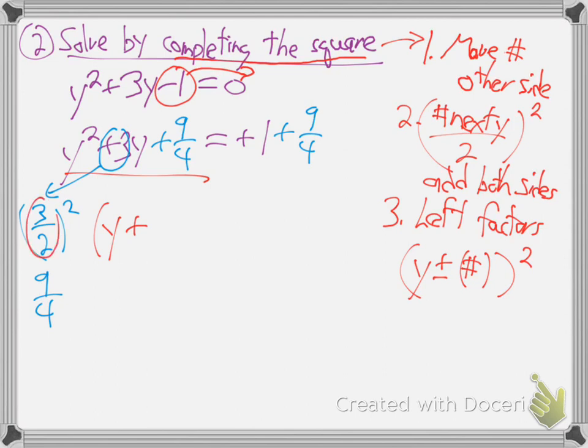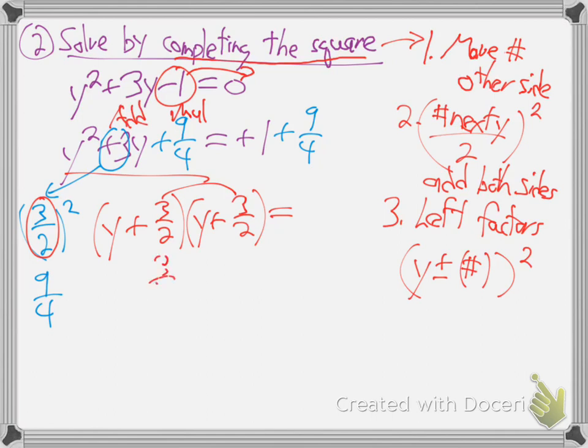What's the number in the parentheses? 3/2. See how it's y plus 3/2, y plus 3/2. I'm going to write squared in a minute, but I just want you to see. It's y plus 3/2, y plus 3/2. See, if you were to multiply 3/2 times 3/2, they would multiply to be 9/4, right? 3 times 3, 2 times 2. And they would add to be 3. Do you see that?